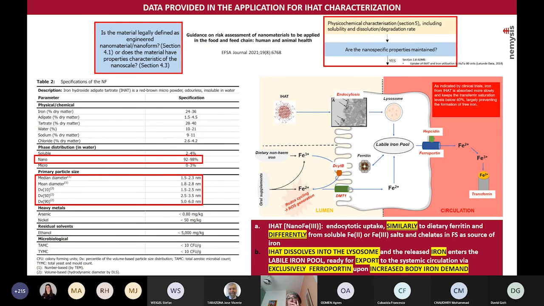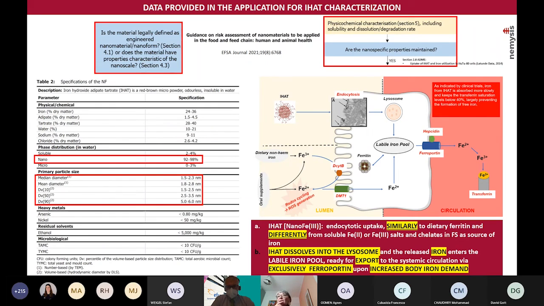contains all the evidence that has been proposed in these two interesting days for the characterization of the nanoparticle. So at the end, what we can say is that IHAT is taken up exclusively within the enterocytic intestinal lining, and it is dissolved in the lysosome. This has been proven. So what this means is that IHAT is a new form of release of iron to the cells.